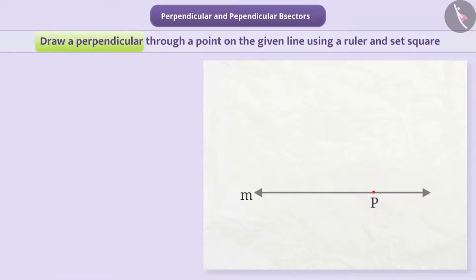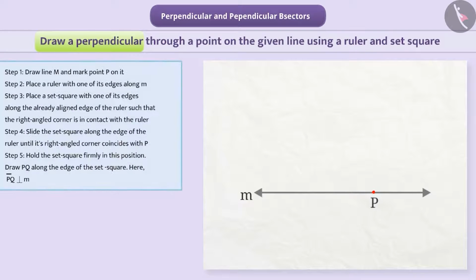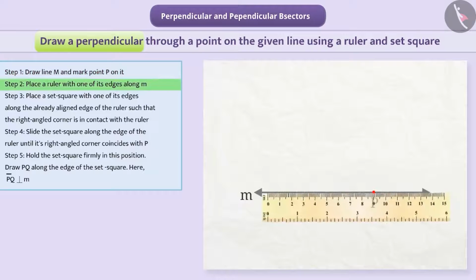Let me explain. The method is as follows. Step 1. A line M and a point P are given. Note that P is on the line M. Step 2. Place a ruler with one of its edges along M. Hold this firmly.